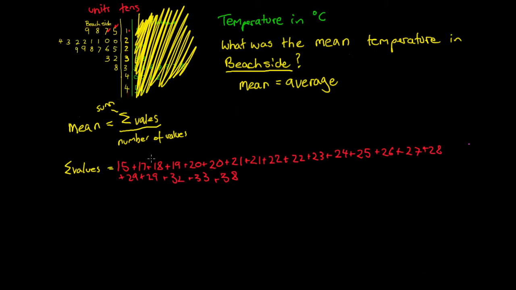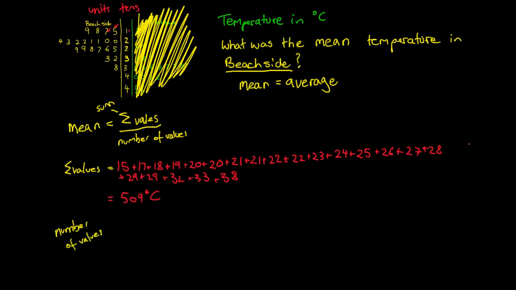So what we need to do is just add all of these together. You can just do that with a calculator, and that comes out to be 509. So the sum of all our values is 509 degrees Celsius. Next thing we need to do is get the number of values, and then we'll just put both of these into our equation. So the number of values.